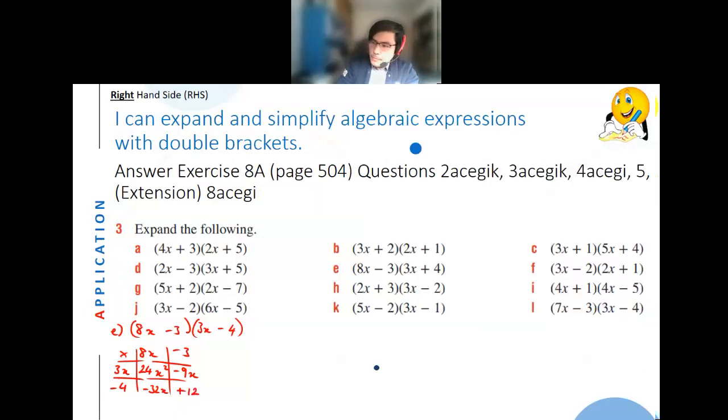Okay. All right, so just combining everything. Well, first of all, let's combine the negative 32x and the negative 9x here. So negative 32 minus 9, that's going to be negative 41. Okay, and so our answer would be 24x squared minus 41x plus 12.